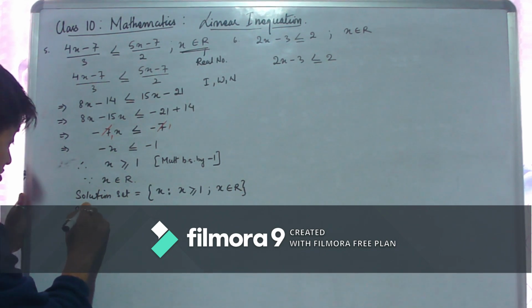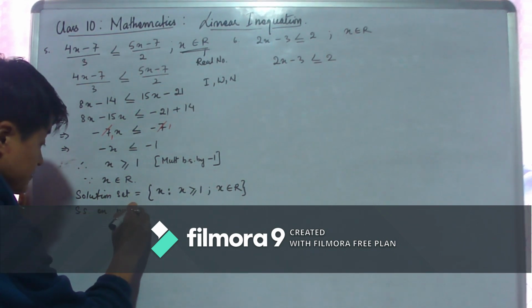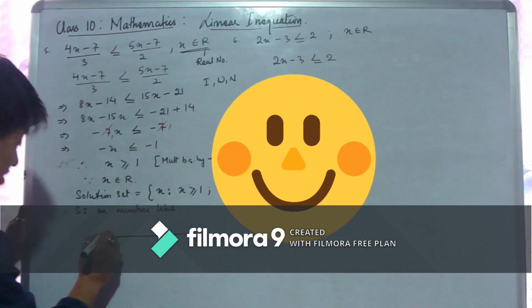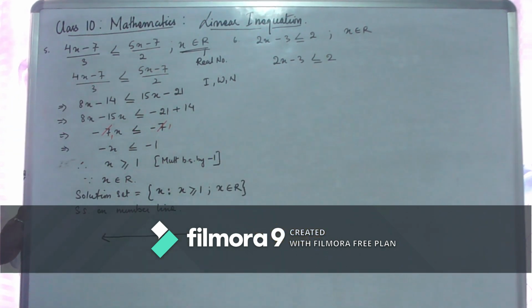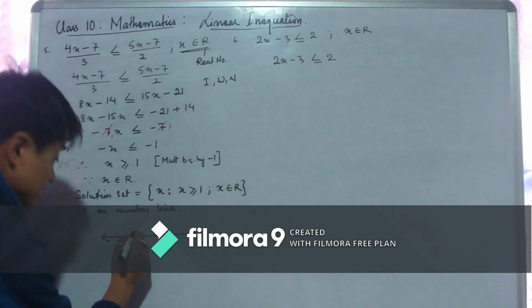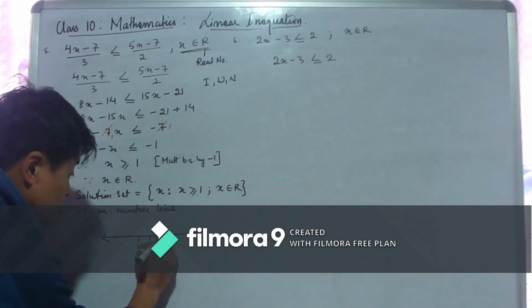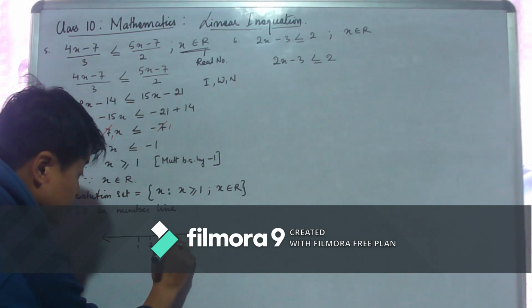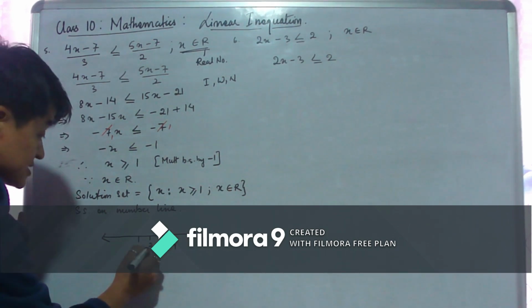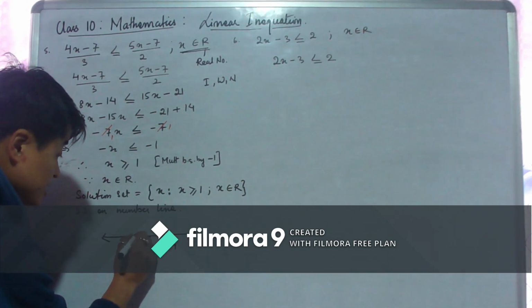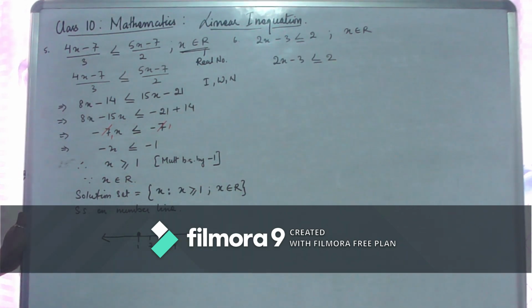So here the solution set on the number line, we will write this with arrows on both sides. Here x is greater than or equal to 1. First we write 1, then 2, then 3, then 4. All these numbers are where x is 1 or greater than 1. So x can be 1 or greater than 1, and whatever numbers lie in between are the solution set.